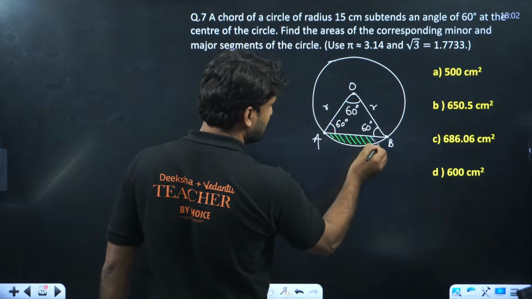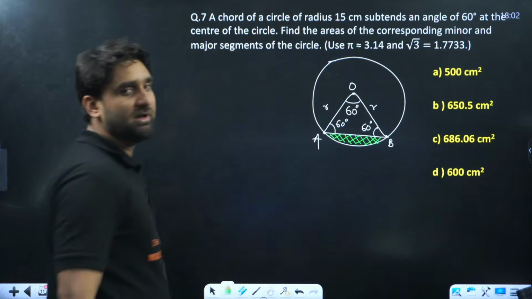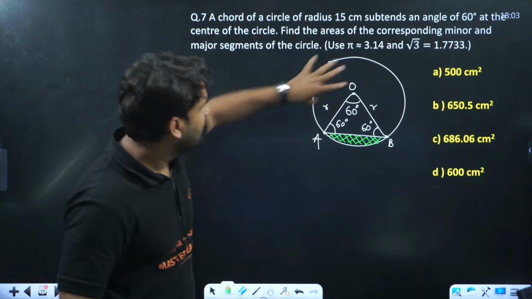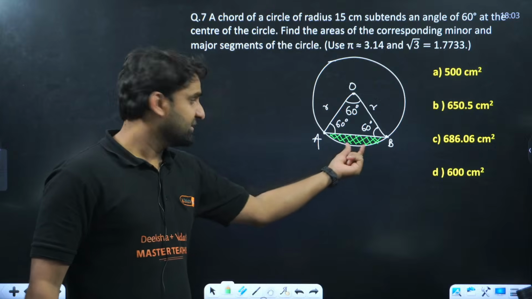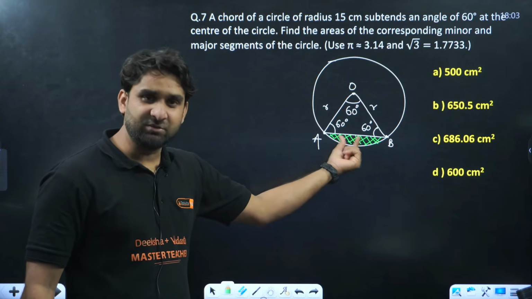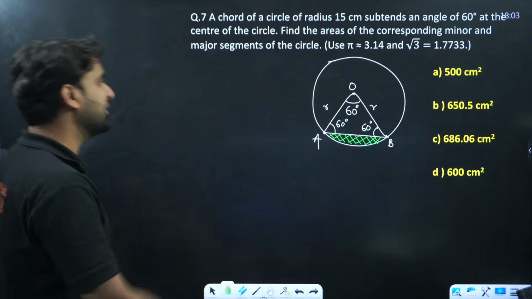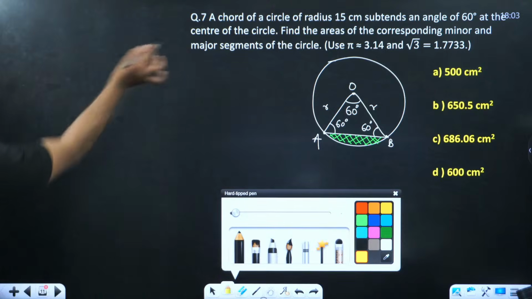The green part is the minor segment, and we have to calculate the area of that. Except the green color, all the remaining part is the major segment, right? So let's find out the area of the minor segment first. So how can we find the area of the minor segment?